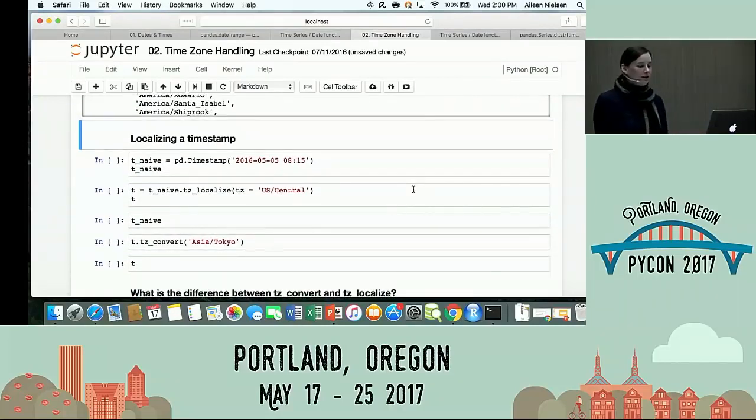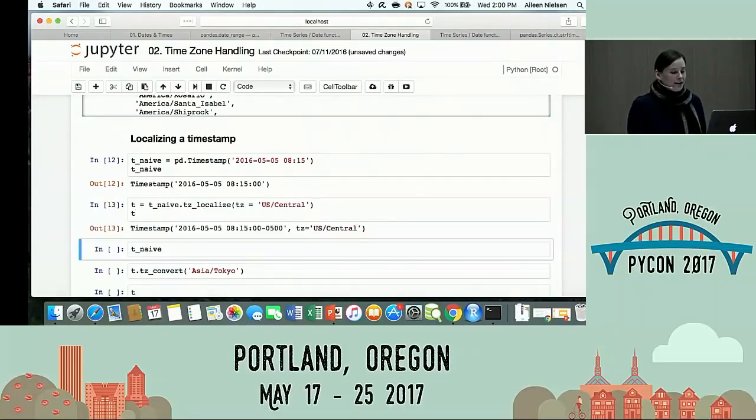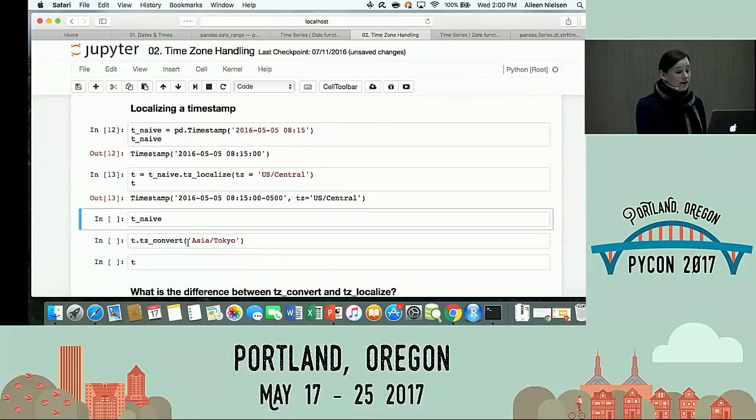Okay, so how are we going to localize a timestamp? We're going to start with a naive timestamp, pd.Timestamp. I've just made a naive timestamp. If I want to localize it after it exists, let's say I missed the ability to pass it in the constructor, I can just do .tz_localize, pass in the name of my time zone, and I will get a timestamp with that time zone. I can also convert.